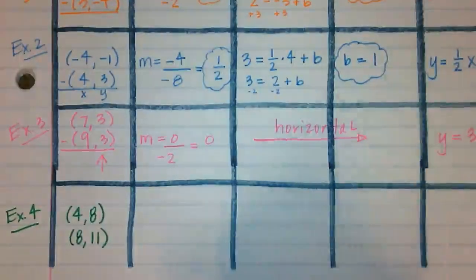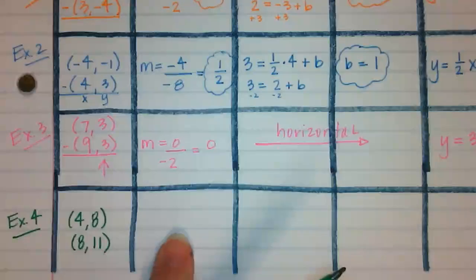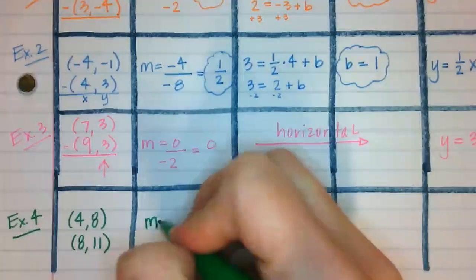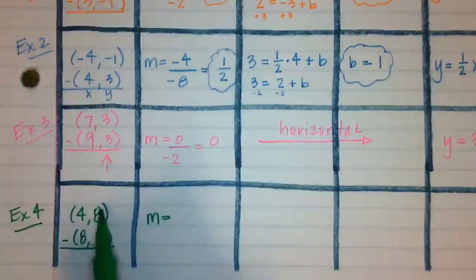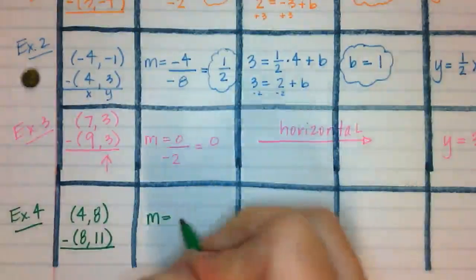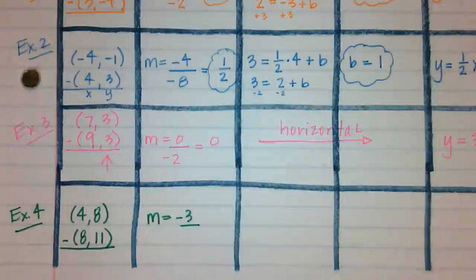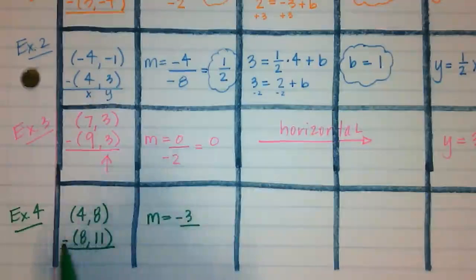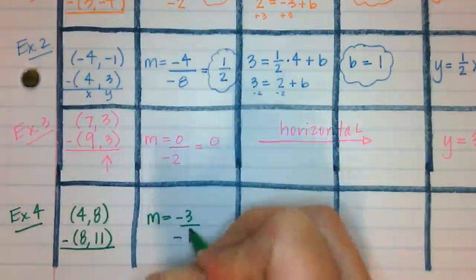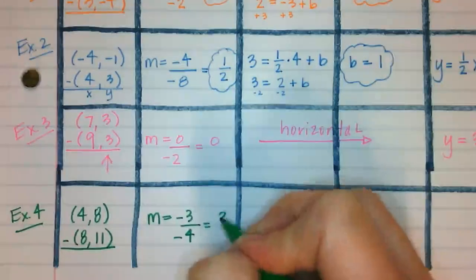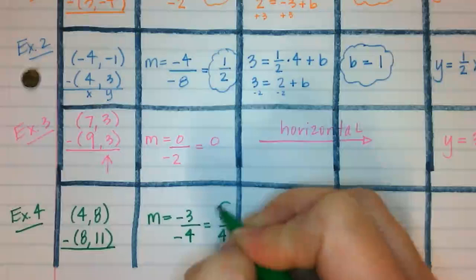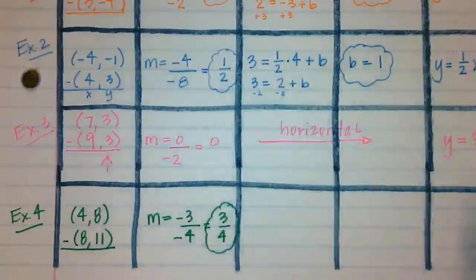I've given you 2 points. So first thing we have to do is find the slope. In order to find the slope, we need to subtract. 8 minus 11 is going to be -3. 4 minus 8 is going to be negative 4. And in this case, the negatives cancel, and we get that m is 3/4.